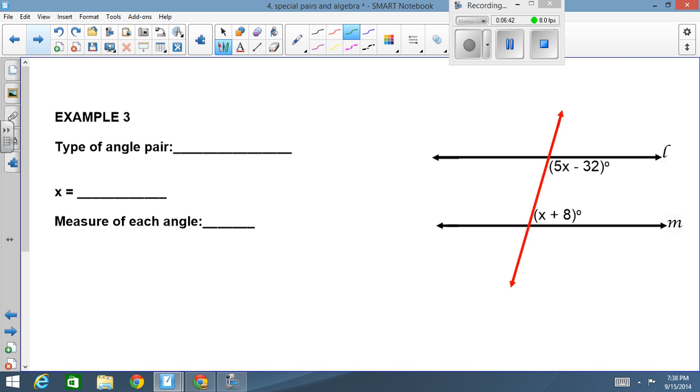Okay, and then third example. Here we have an angle pair. Same side interiors, right? They're on the same side of the transversal. They're both on the interior. Same side interiors. Well, same side interiors are not congruent. Same side interiors are supplementary. So I cannot set these two angles equal to each other.